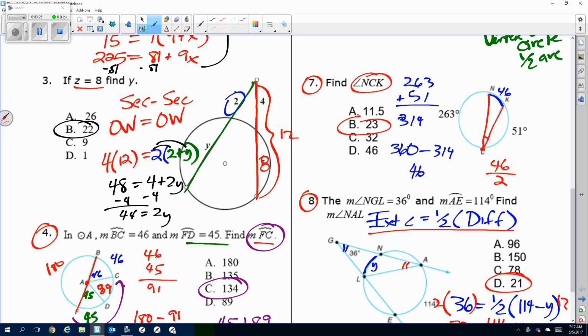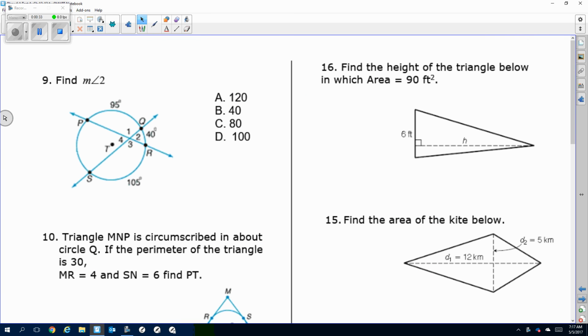I kind of remember this rule. If the angle's outside the circle, it's half the difference of the arcs. So those two are on the retest. Now we're going to go to the next page to help you finish your corrections. We're going to do 9 through 13 here, and 9 is a reassessment question.